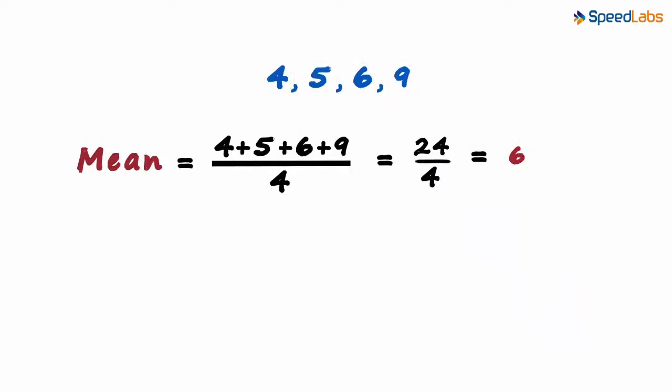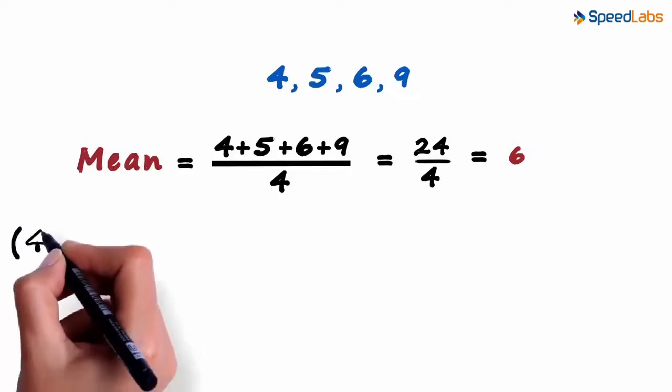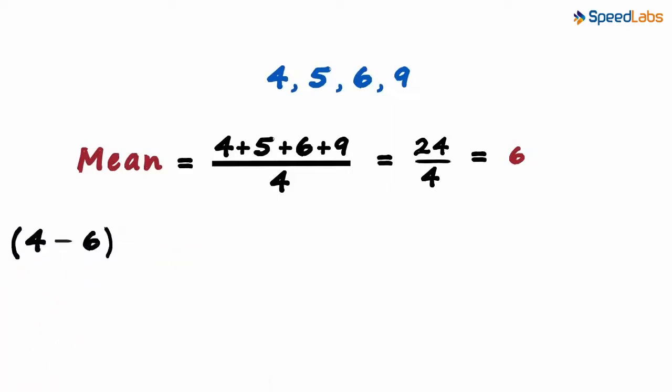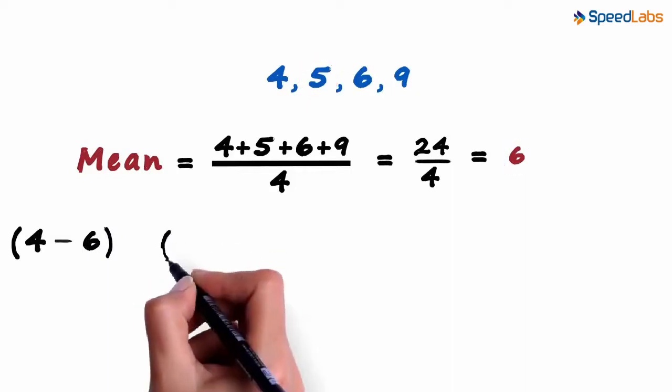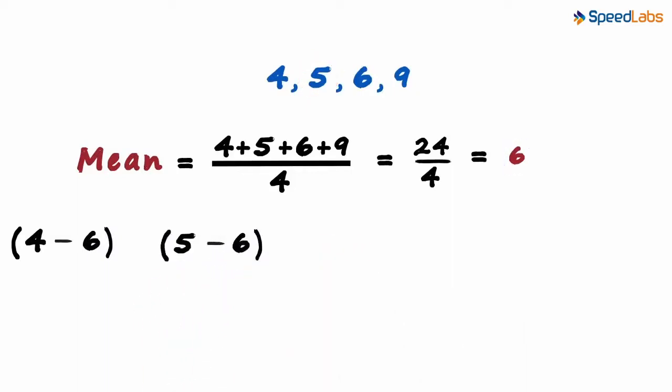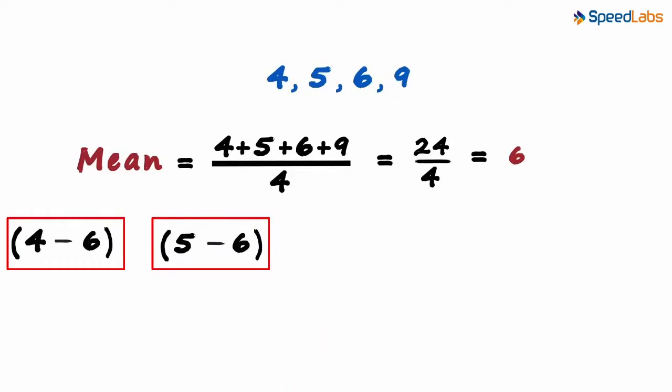Let me ask you a very simple question. What is the deviation of the first term from this mean? It will be 4 minus 6. What will be the deviation of the second term from the mean? Yes, it will be 5 minus 6. Deviation just tells us how far the term is from a particular number.